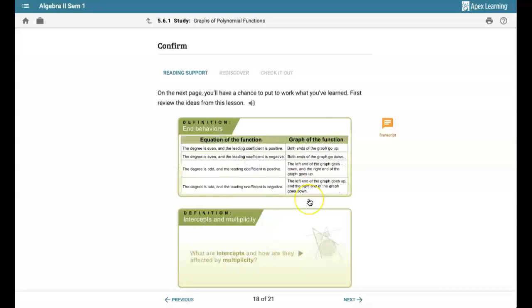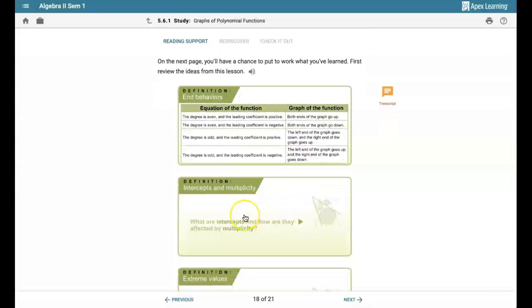So end behaviors, again, talking about how the left and the right-hand side of the equation behave, and I'll let you read through these rules because there are a few of them here.